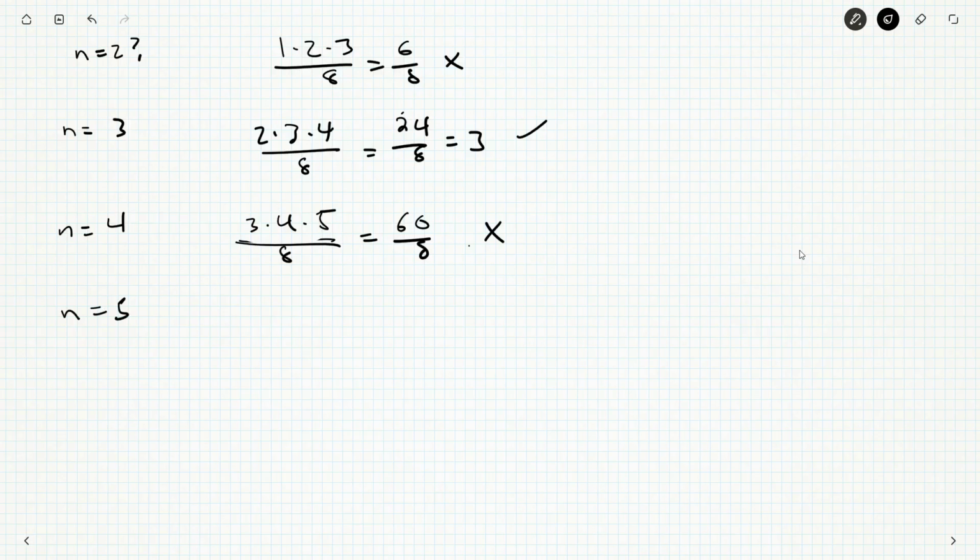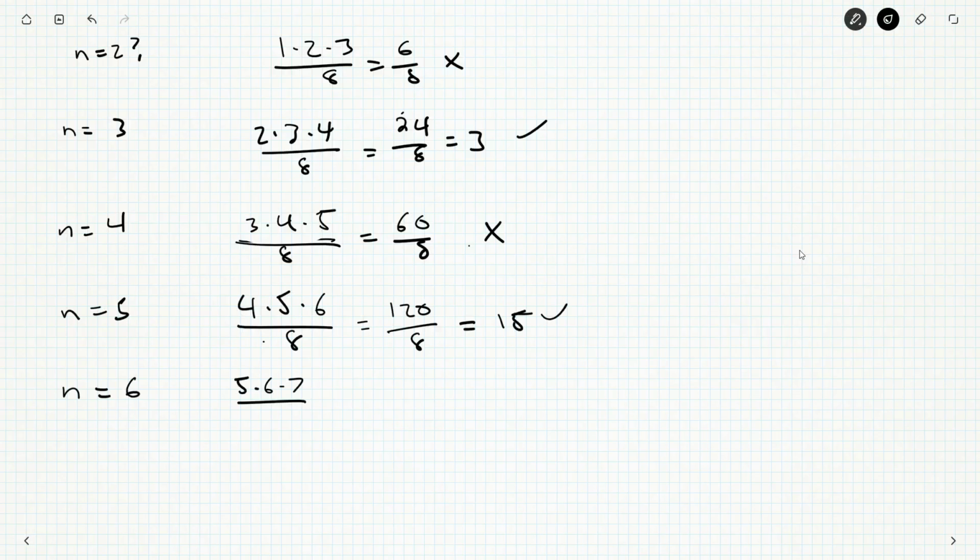How about 5? That'll be 4 times 5 times 6, so 24 times 5, 180. Over 8 is going to be 15. So that works. How about 6? Okay. So that'd be 5 times 6 times 7.